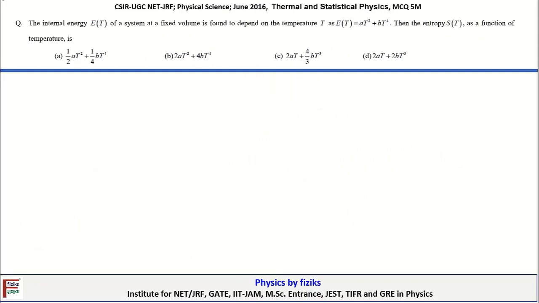So let's take a look at the next problem. We are given the internal energy E(T) of a system at fixed volume, which is found to depend on the temperature T as E(T) equal to A T square plus B T^4. Let me call this equation 1. Now the entropy S(T) as a function of temperature: we have to find the relationship between entropy and the temperature.